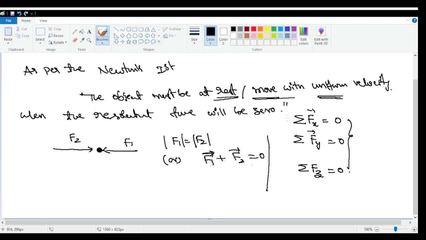Will you please write this one. When the object is in equilibrium, the vectorial sum of the x direction force components must be 0.